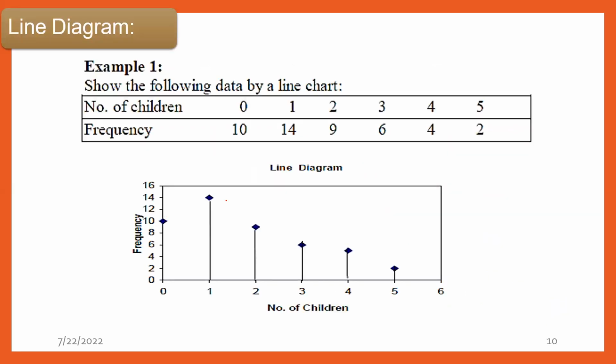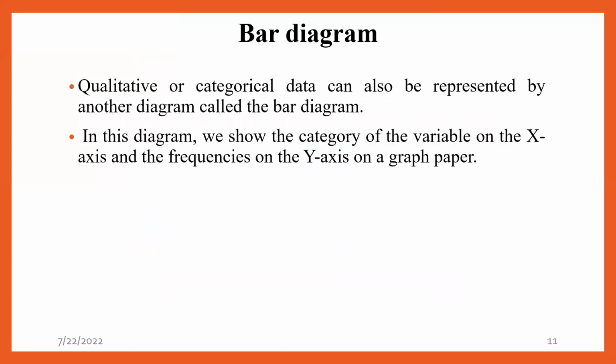Or here, if we see the number of children and frequencies of family members: there are 10 family members having 0 children, 14 family members having 1 child, 9 family members having 2 children, 6 family members having 3 children, 4 family members having 4 children, and 2 family members having five. This x-axis is the number of children, and this is the y-axis, frequency, and this is the line diagram we can create like this. So this is known as the line diagram. Like that we can go for the next kind of diagram.